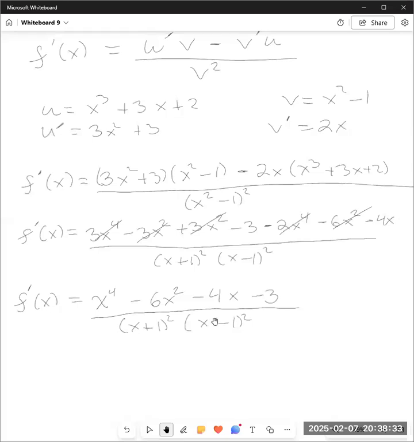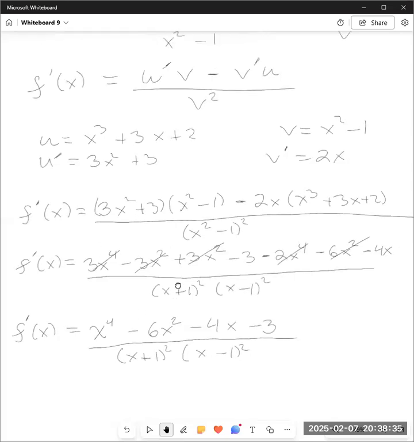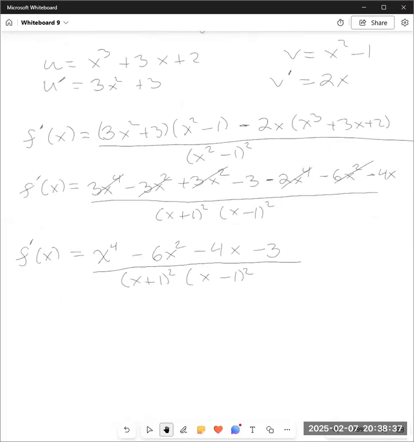This was number 35 there. And that's done. The top is not factorable. So that's it. All right, let's look now at the next one, number 37.